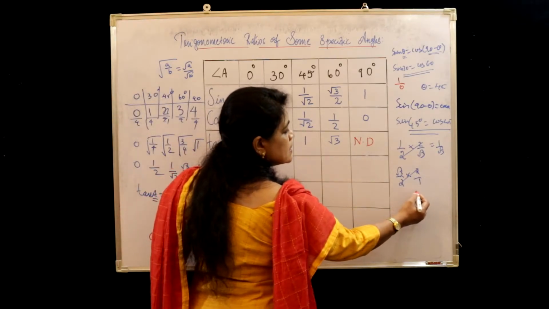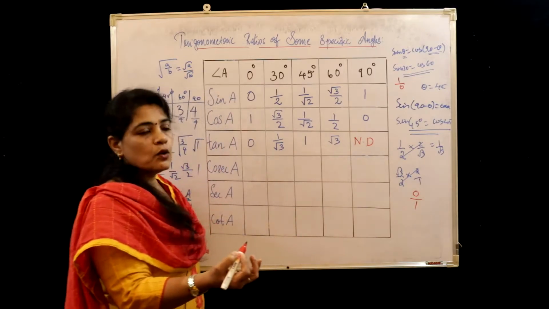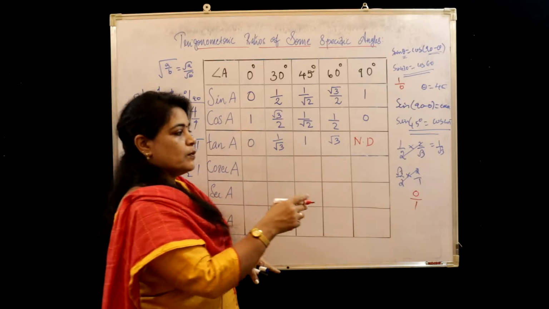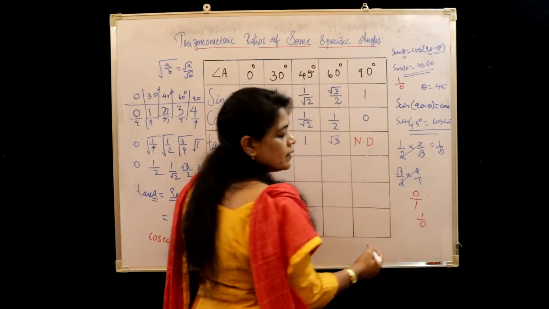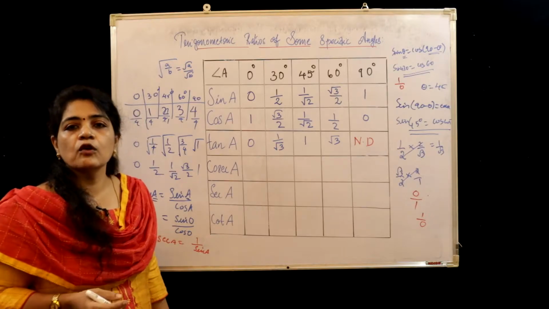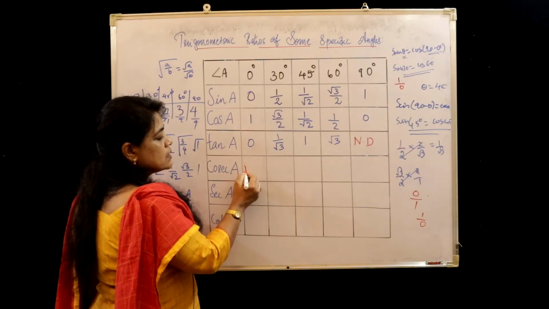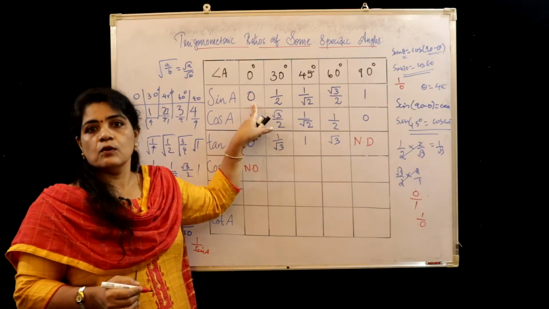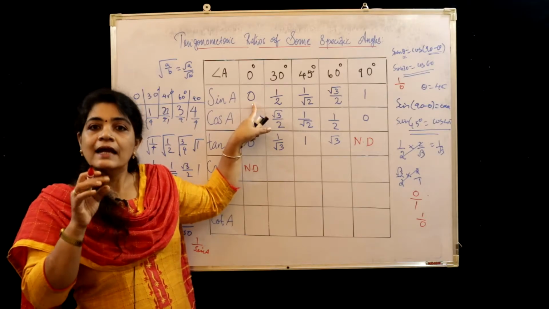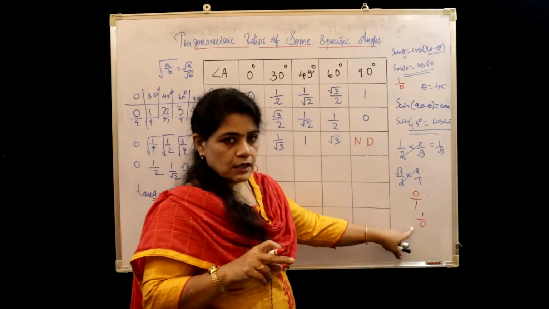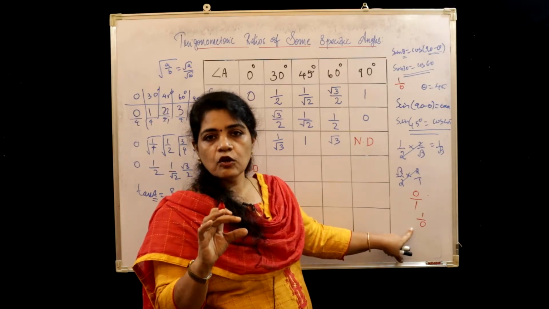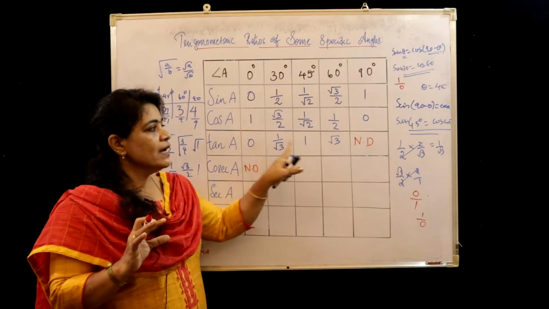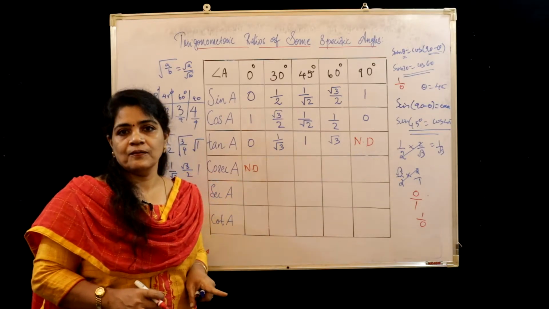See children, 0 is 0 by 1, but not 1 by 0. 0 by 1 is actually 0, and take its reciprocal, that is 1 by 0. And here again 0 comes in the denominator, so cosec 0 is not defined. That is the reciprocal of 0. 0 is actually 0 by 1, take its reciprocal, that is 1 by 0. So 0 comes in the denominator, which means the division is not defined. So cosec 0 is not defined. Tan 90 also is not defined.